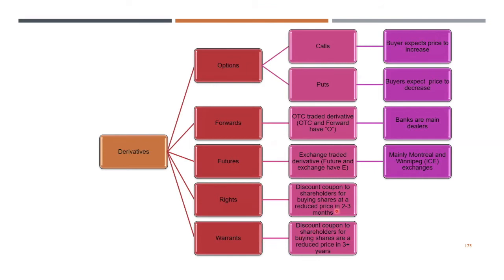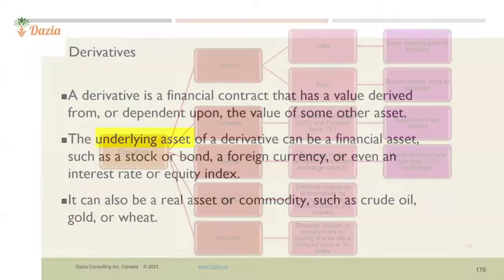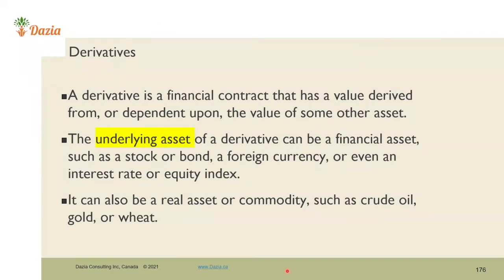Then rights and warrants. They are discount coupons which are given to shareholders. The rights are short-term and warrants are long-term. These could be 2 to 3 months, and these could be like for years. So they give the shareholders the right to buy additional shares at a discount price. So again, all these are just contracts. They just give you the right to do something, and you can get a benefit if it works in your favor.